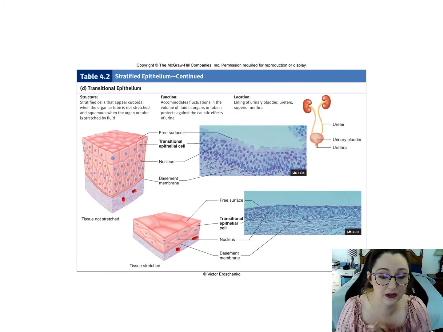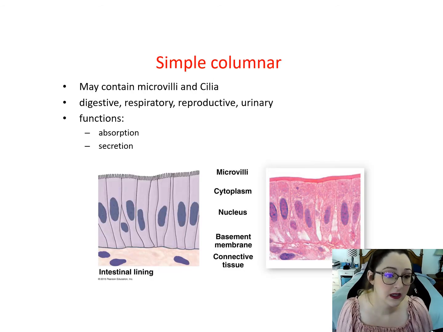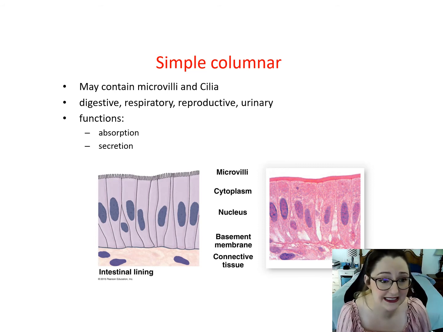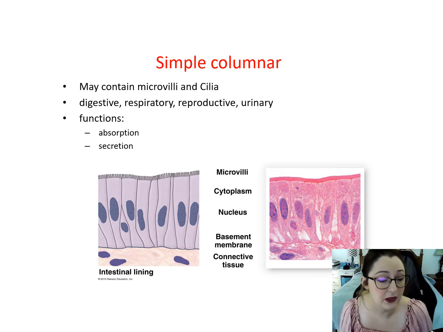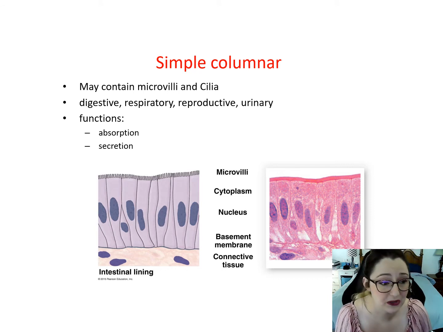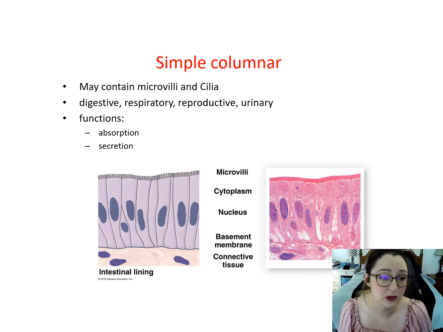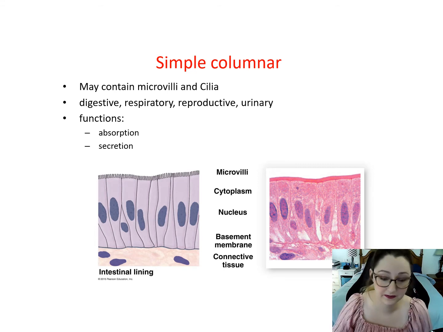And this is just another little explanation of that and showing that as well. Next up is simple columnar. These may contain microvilli and cilia. We talked about those a little bit before. You're going to find simple columnar epithelium in the digestive, respiratory, reproductive, and urinary tract. The functions are for absorption and secretion. So remember, this is just a single layer of column-shaped cells.